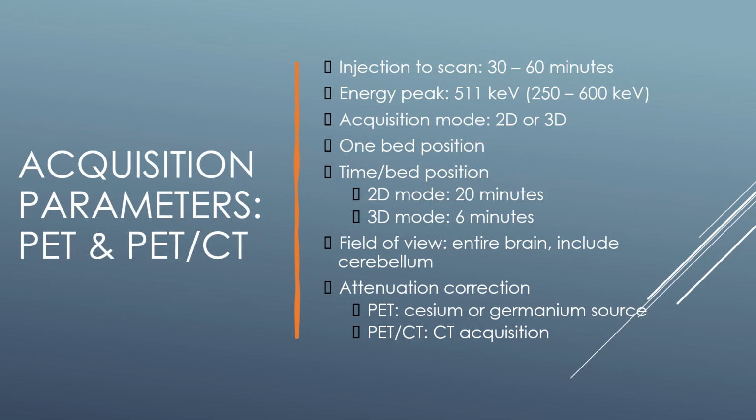You can typically scan them in one bed position for the brain. If you're doing 2D, it's going to take 20 minutes. If you're doing 3D, it's going to take 6. And make sure that you have the entire brain in the field of view. You want to include the cerebellum as much as you can. And then afterwards, you'll do attenuation correction. If it's standalone PET, you can do that with a cesium or germanium source. But if you are doing PET CT, which is the most common, then you would use the CT acquisition.